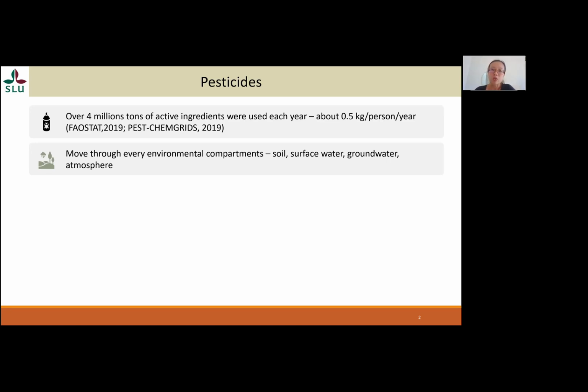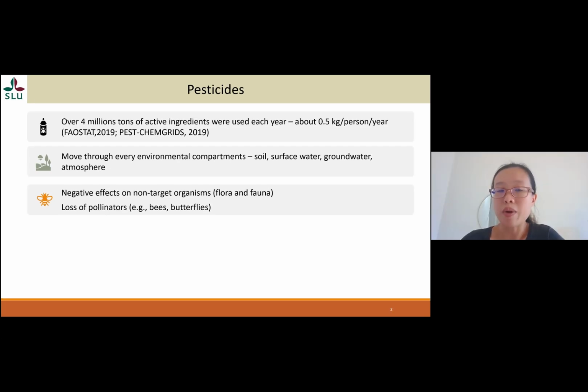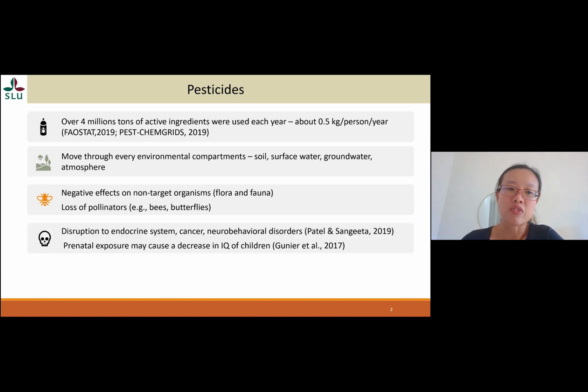When they accumulate in the environment, they can cause negative impacts to non-target organisms. One of the critical problems that we see with pesticides is the loss of pollinators, which are very important to ensure crop production. There are also studies that show that pesticides can have negative impacts on human health. For example, they may cause disruption to endocrine systems, may lead to cancer, and may also cause neurobehavioral disorders.